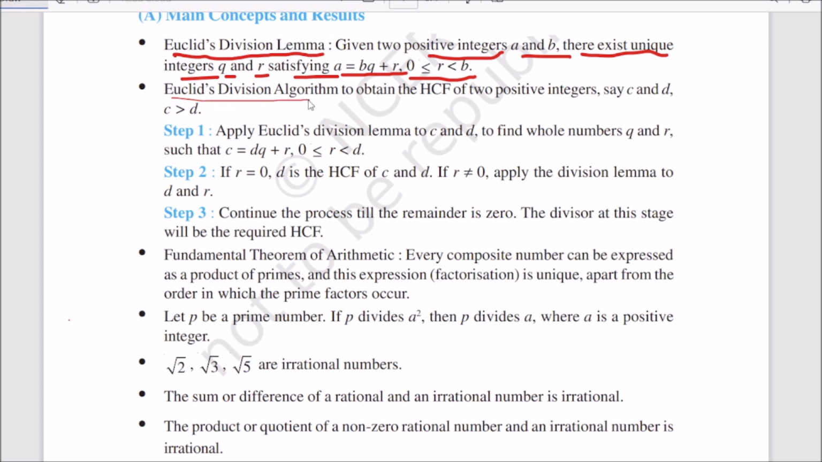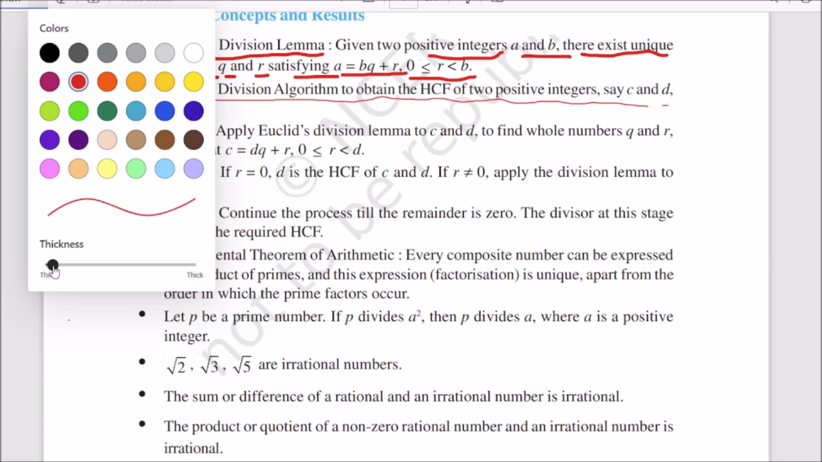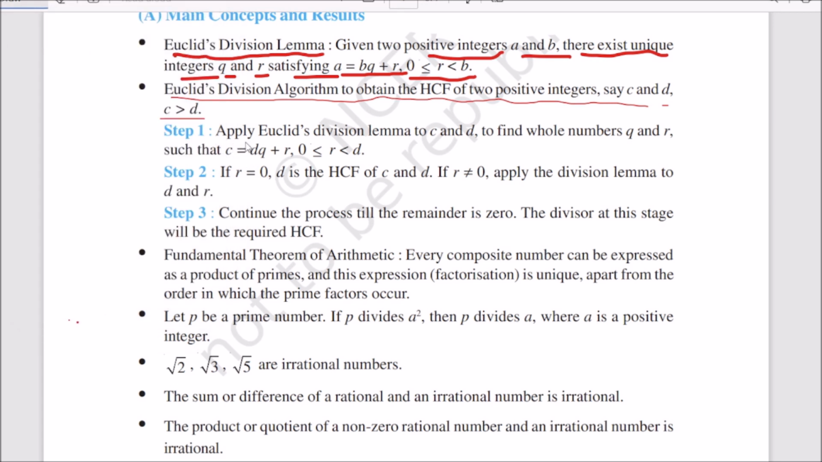Second is Euclid division algorithm to obtain HCF of two positive numbers c and d, where c is greater than d. These are the steps. First, c is equal to dq plus r, where r is greater than or equal to 0 and less than d. If r is 0, d itself is the HCF of c and d. If r is not equal to 0, then apply the division lemma to d and r. Continue this process till the remainder is 0. The divisor at this stage will be the required HCF.